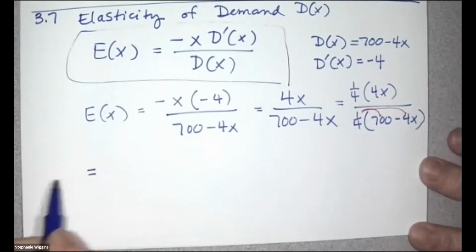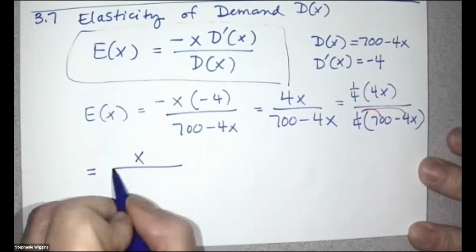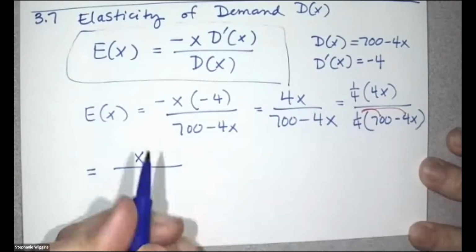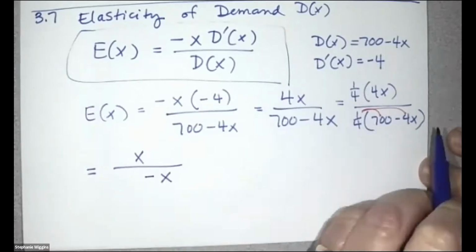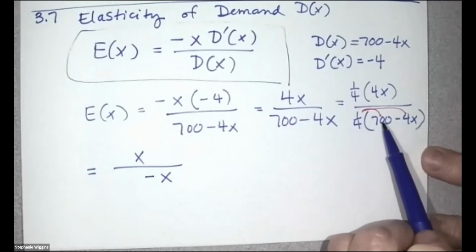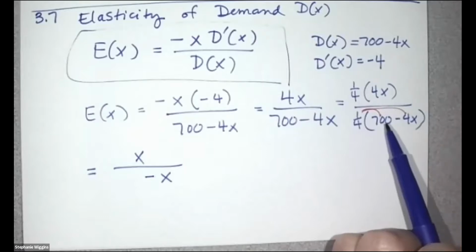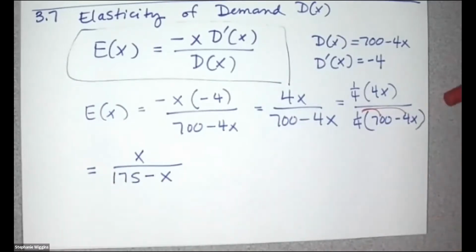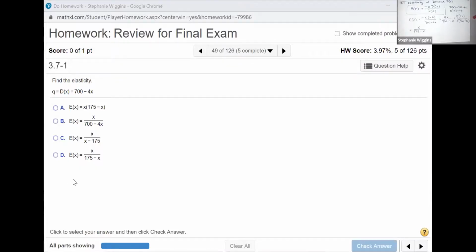So this is going to become x over 1/4 times negative 4 is, of course, negative 1. So I know I'm going to have minus x here. And if I divide this by 4, I get 4 into 7, and then 300 divided by 4, so it's going to be 175. Okay, now going back to the choices, I can see I have x over 175 minus x. So D is the correct choice.